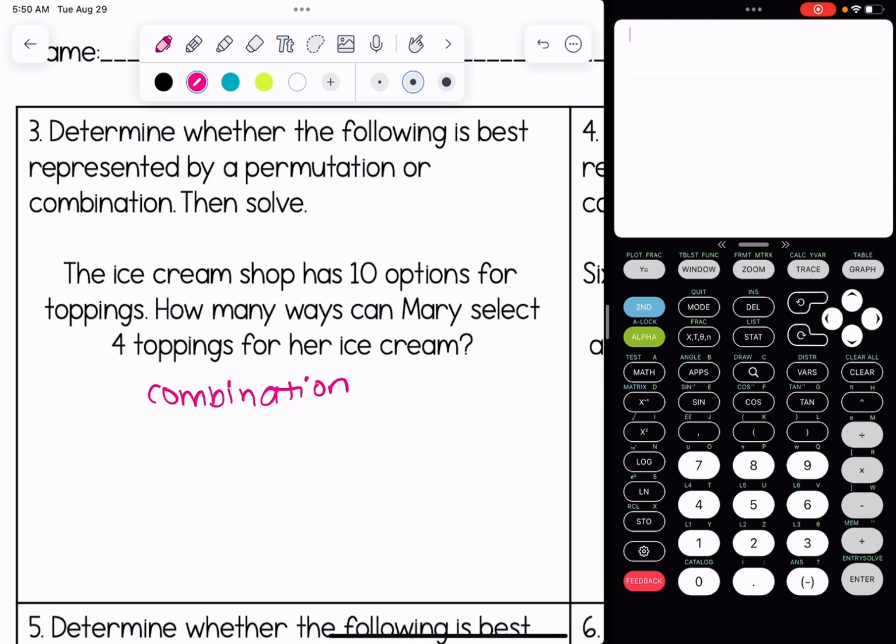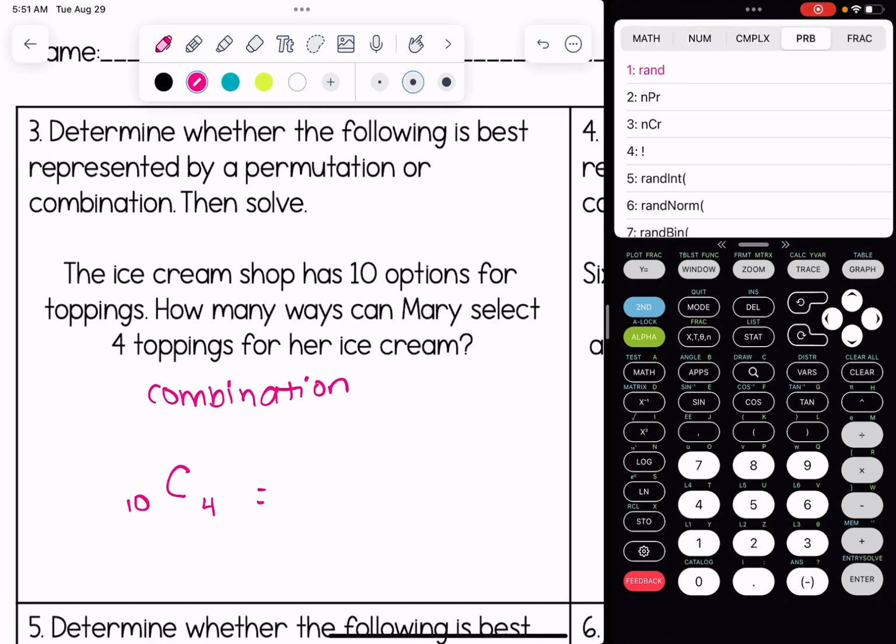The way we're going to set up our combination is that there are 10 options, and I think about the C as choose. She's going to choose 4. And we can calculate this using our calculator. But remember, earlier in the video you saw a formula you could use too. To find the combination button, I'm going to hit the math button on my calculator. I'm going to arrow over to PRB for probability, and you'll see it there as choice 3. When I select that, it automatically goes to the first spot where I type in n, so that's 10. In the second spot, it's 4.